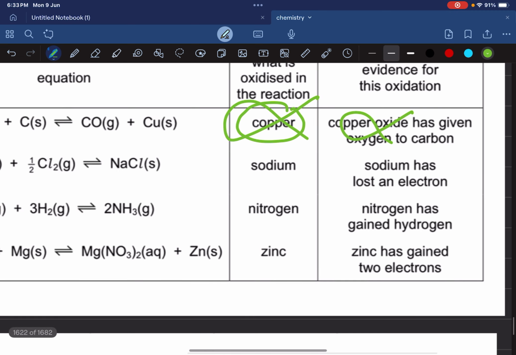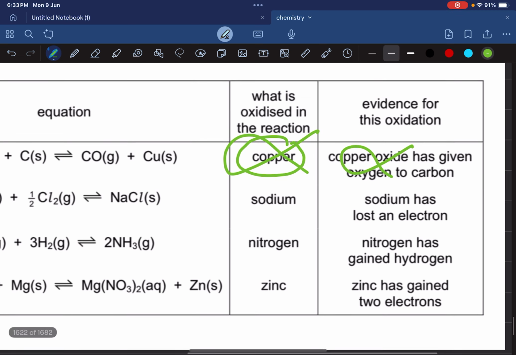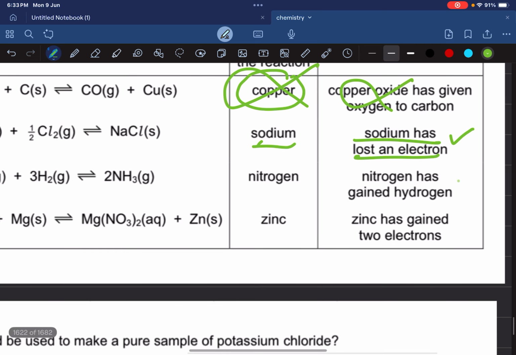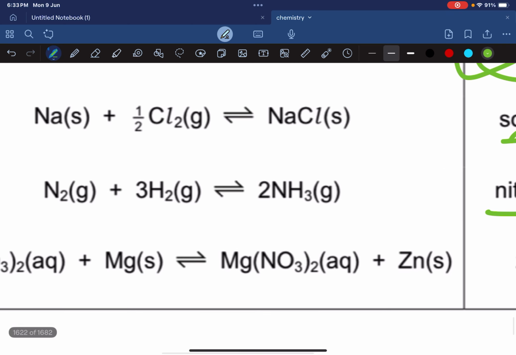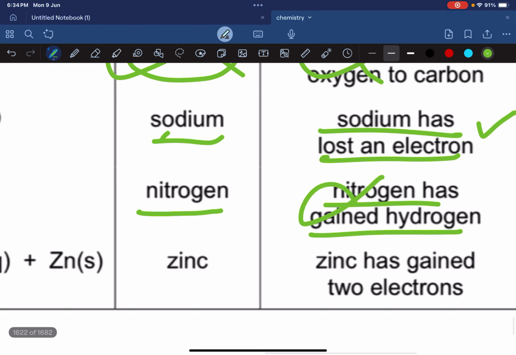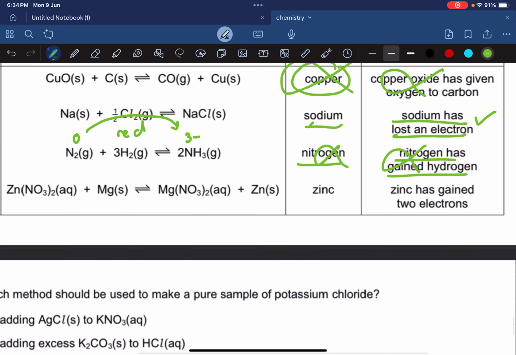Okay, next. Sodium is oxidized because it lost an electron. The evidence is correct, so we're going to take it. Nitrogen has been oxidized because it has gained hydrogen. Let's check out the oxidation number. Over here it was a 0. Over here it's a 3 negative. So that's definitely reduction. That is not oxidation, so that's incorrect. Remember, oxidation is not gain of hydrogen, it's loss of hydrogen. I'm going to just write it over here.